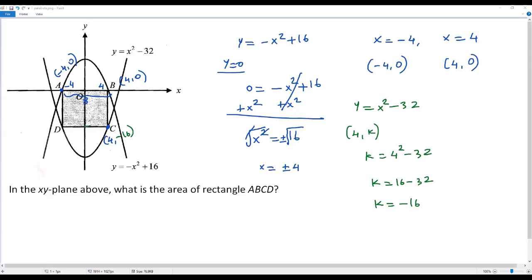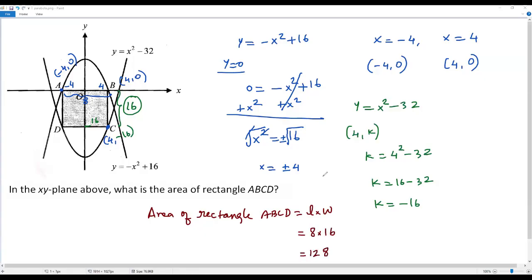So here we have the value negative 16 on the y-axis. Clearly, the length of this vertical line segment is 16. In coordinates it's negative, but when we consider the length, we have to take it as positive. So the width of the rectangle is 16 and the length of the rectangle is 8. Now we have both length and width of the rectangle. Let's find the area of rectangle ABCD. Area of rectangle ABCD equals length times width. The length is 8 and the width is 16. So when I multiply them, I am getting 128. Therefore, the area of rectangle ABCD is 128 square units.